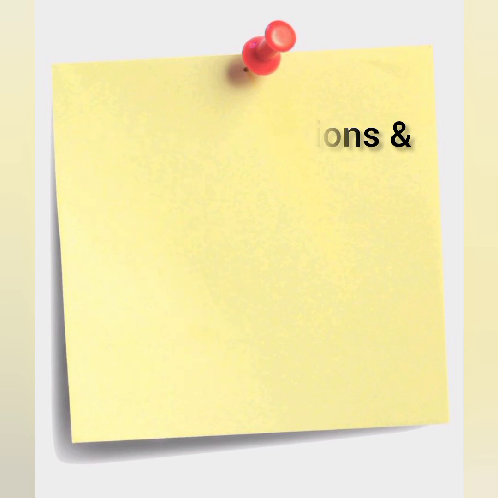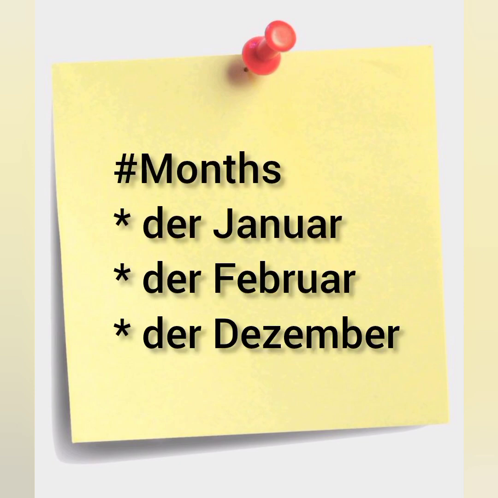Then the next rule, number three, months. The months in German are considered masculine. Like der Januar, der Februar, der Dezember. So you're seeing that the months are considered masculine.